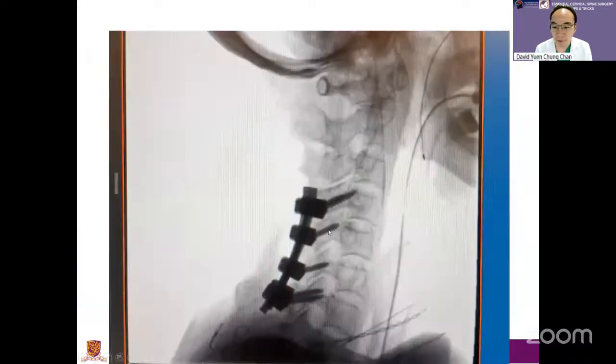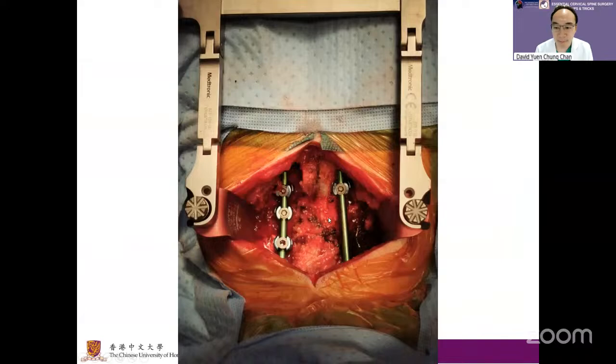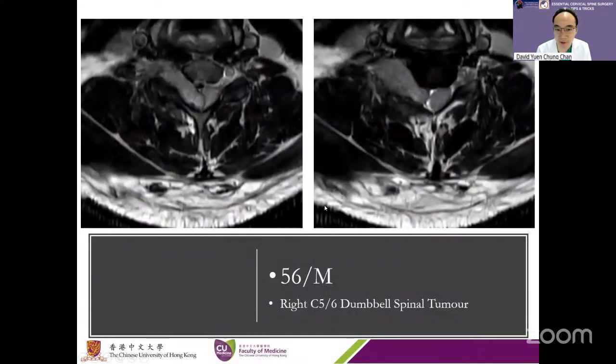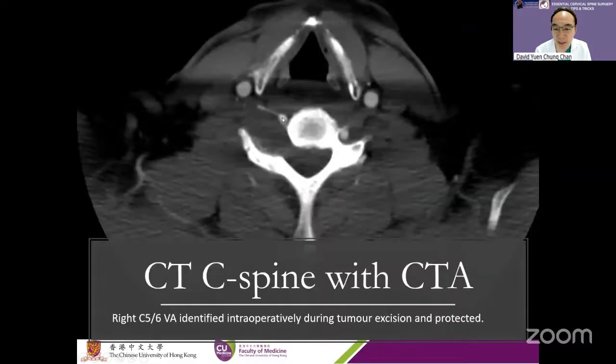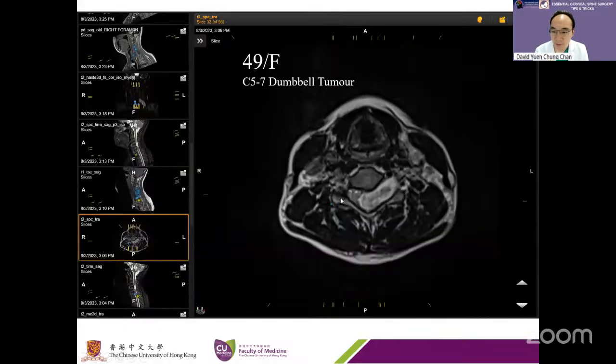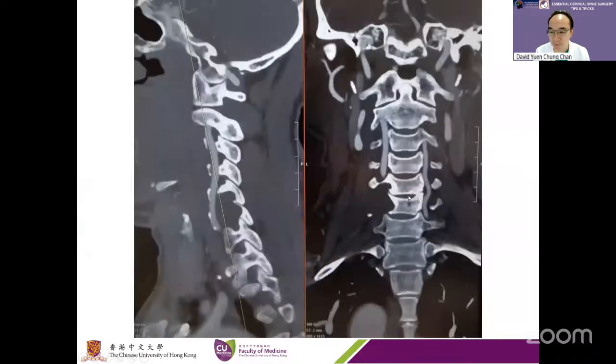And then we perform posterior spinal fusion. So the facetectomy, fusion, and function preservation. Another dumbbell spinal tumor with cord compression, it's important to perform the CTA again. So you can see this time the VA is pushed ventrally and towards the medial side. So with facetectomy and fusion, we can achieve good functional outcome with posterior spinal approach alone.